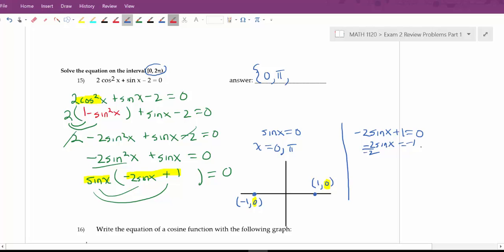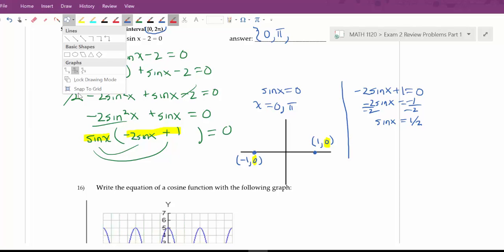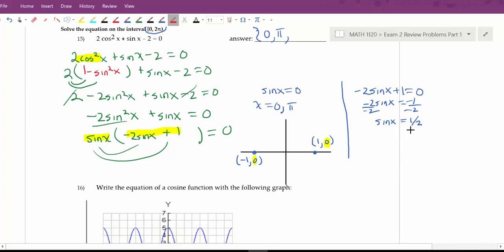You could divide by negative 2 if you want to, so that gives sine of x equals 1/2. Now, what I'm going to do is use a little unit circle diagram to help us reason that out. We're going to look at any place on the unit circle where the sine is equal to 1/2.